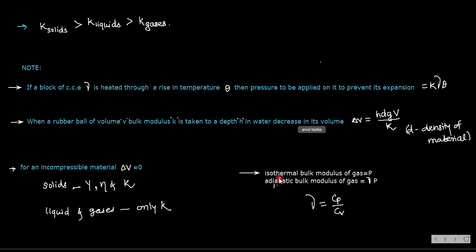Next one, the isothermal bulk modulus of a gas is P, and the adiabatic bulk modulus of a gas is gamma into P, where gamma is equal to Cp by Cv. They will ask you, what is the isothermal bulk modulus? Isothermal bulk modulus means P. Why are we getting P? Because the denominator is going to be 1 only, delta V by V. For the adiabatic bulk modulus of a gas, this is not going to be 1 by gamma, so that's why it comes as gamma times P. Okay. So pause the video and note this down.